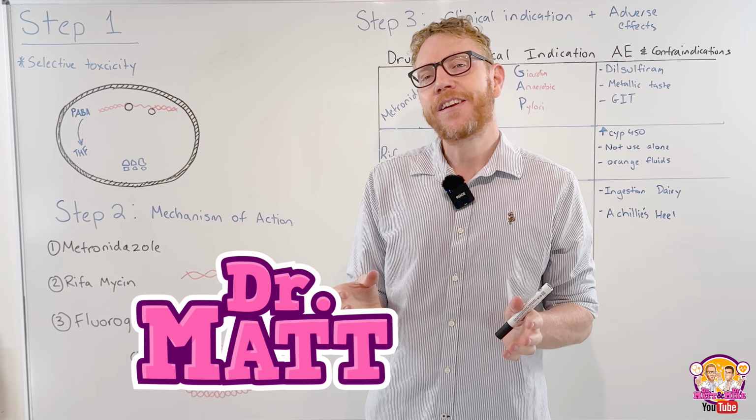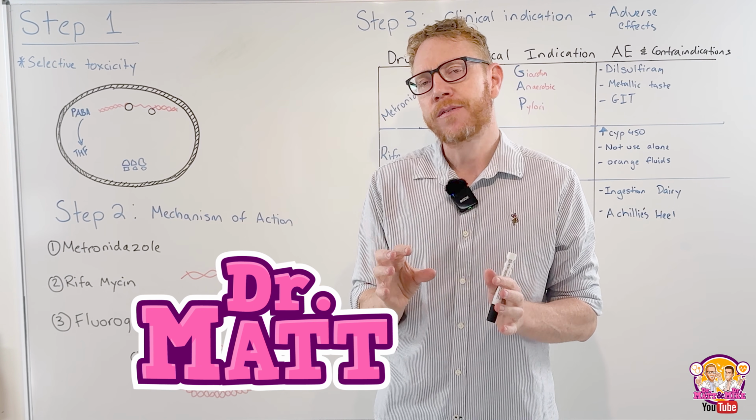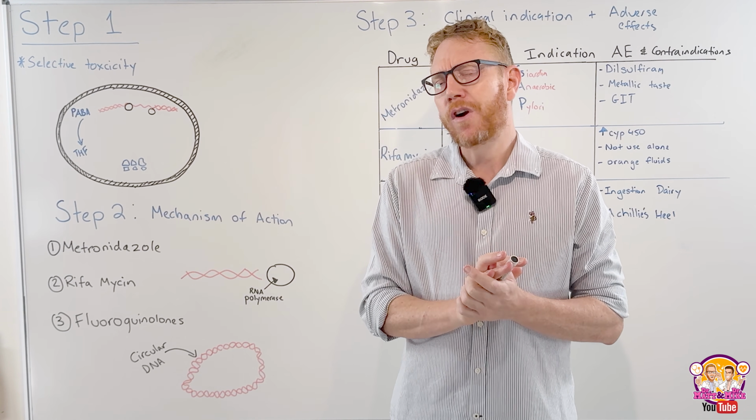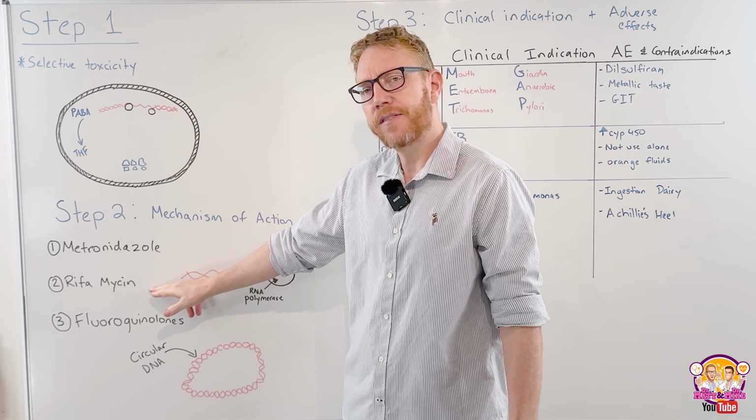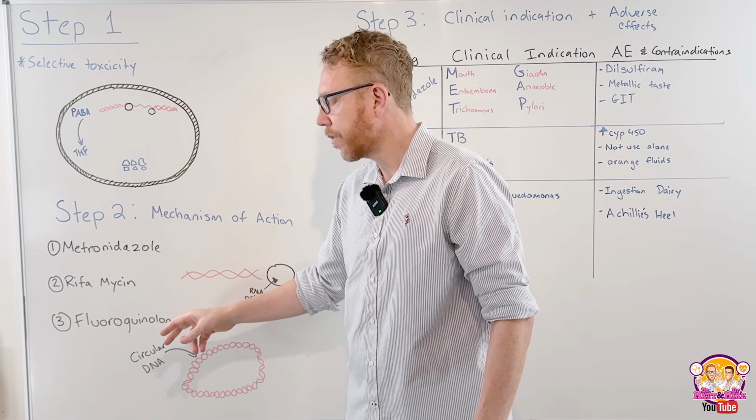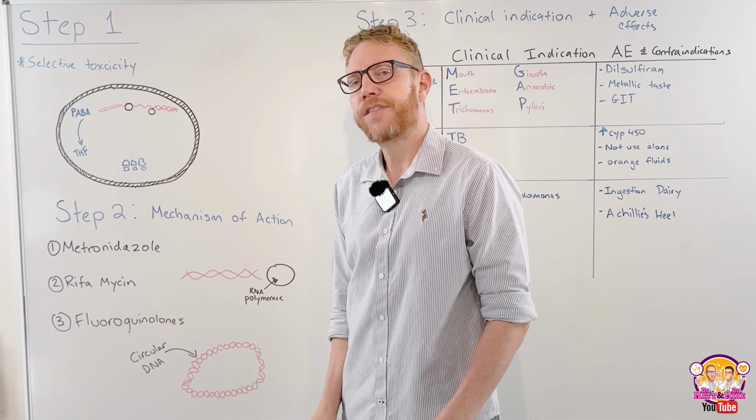Hi everyone, and welcome to this video on DNA inhibitor antibiotics. In this video, you're going to learn three main drug types. We've got number 1, metronidazole, number 2, rifamycins, and number 3, the quinolones, or more correctly now, the fluoroquinolones.